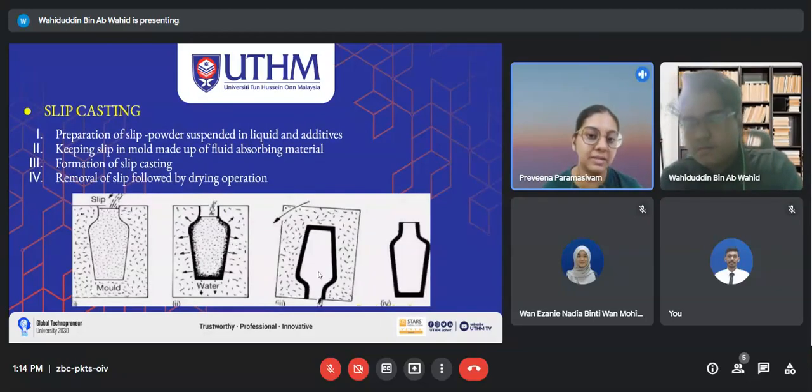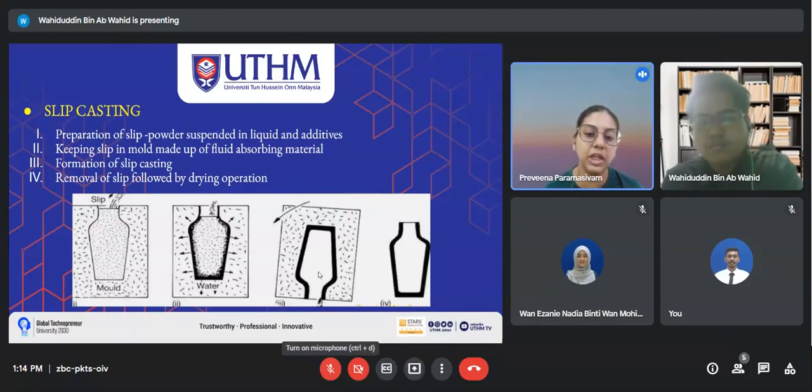Slip casting is widely used for ceramics, but only to a limited extent for metals. The process consists of preparing a slip containing a powder suspended in a liquid, with an additive to prevent settling down of particles. Then the slip is placed in a mold made of fluid-absorbing material to form the slip casting. After removal from the mold, the slip casting is dried and sintered.